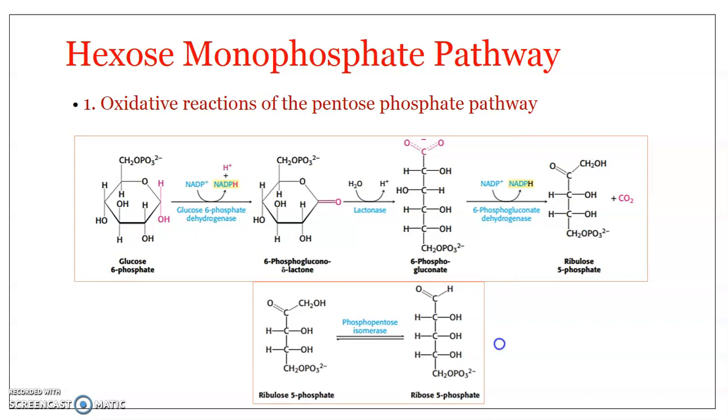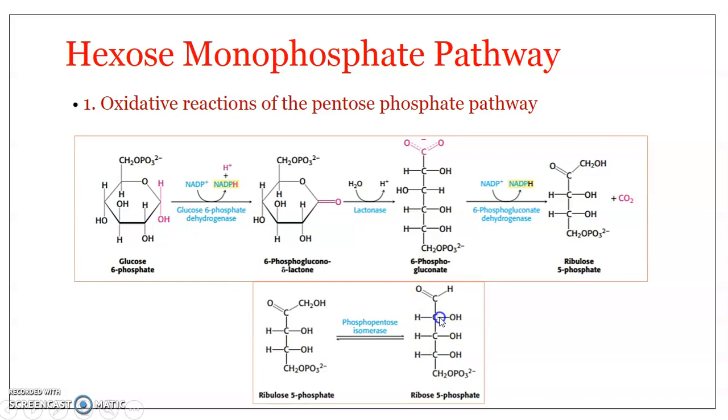Okay, so we can see the oxidative phase is mainly concerned with the production of NADPH and carbon dioxide. It also produces the pentose phosphates. Here we can see the hexose, glucose 6-phosphate, is getting converted into pentose phosphate. That is, glucose 6-phosphate, which is a hexose phosphate, is getting converted to pentose phosphate in this oxidative phase of the HMP pathway.